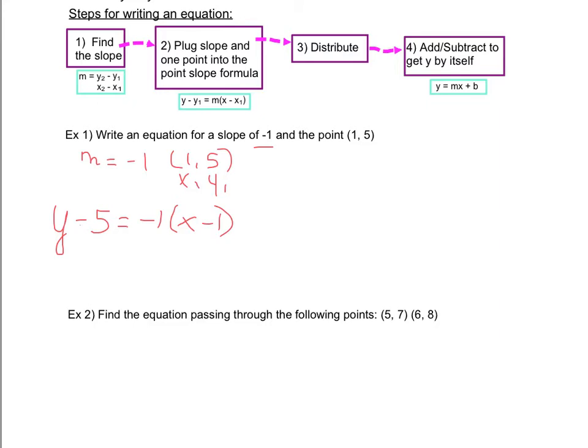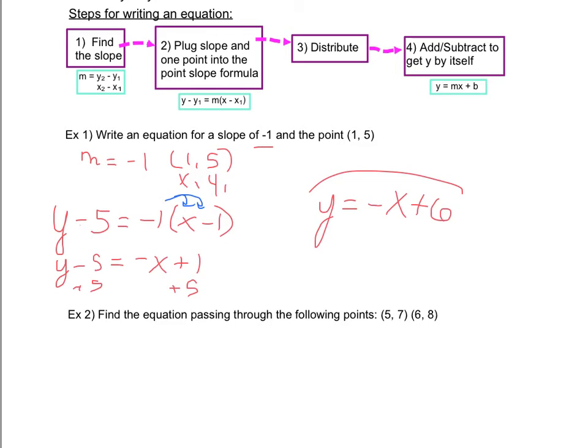Step 3 tells me to distribute. The only thing I have to distribute is that -1, giving me y minus 5 equals -x plus 1. And then finally, the last step tells me to add or subtract to get y by itself. In order to get rid of that -5 and get y by itself, I'll add 5 to both sides, giving me y equals -x plus 6. And there's my final answer.